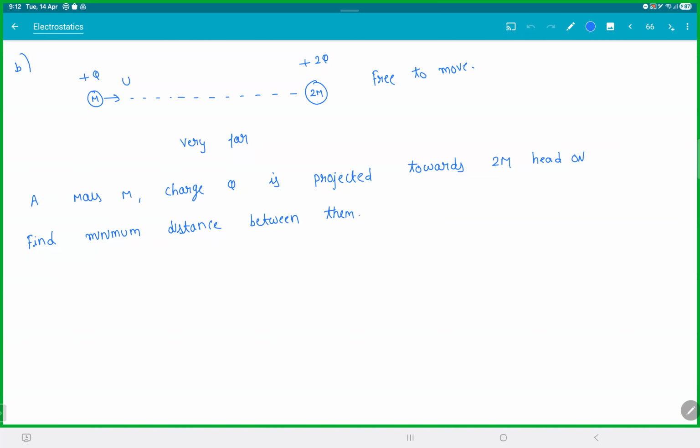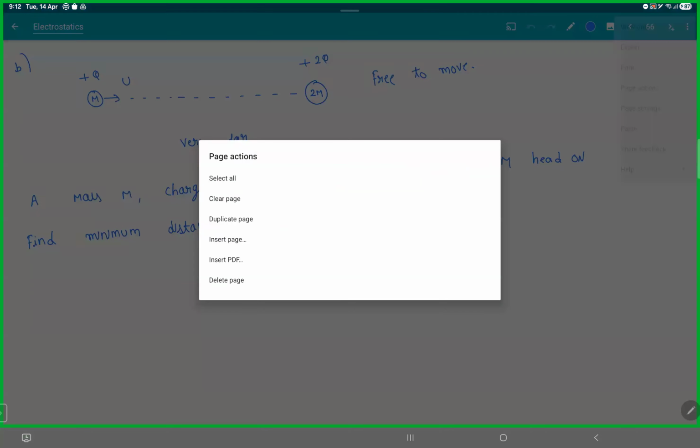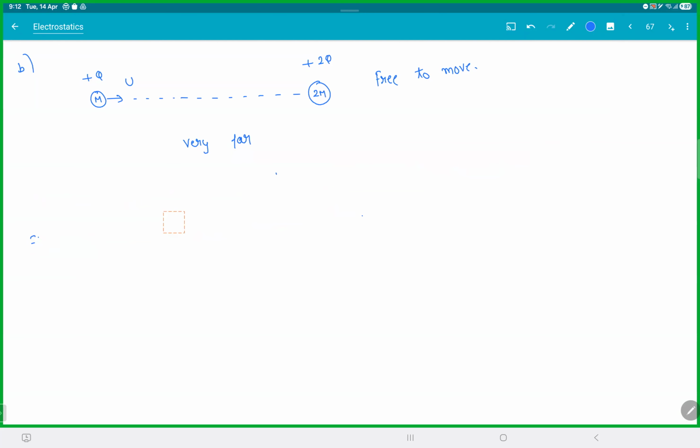So what is the catch here? Now, if it is free to move, the story is the same. So initially you're very far. So eventually what will happen? This will be 2m, and this will be m. This will be your d minimum. So tell me one thing, when do you think the distance will be minimum? When both the things have the same common velocity, isn't it?